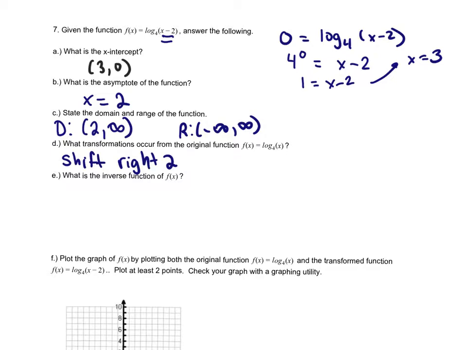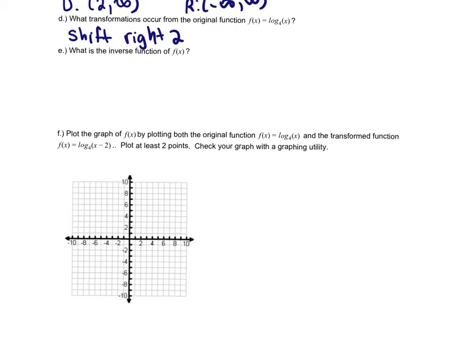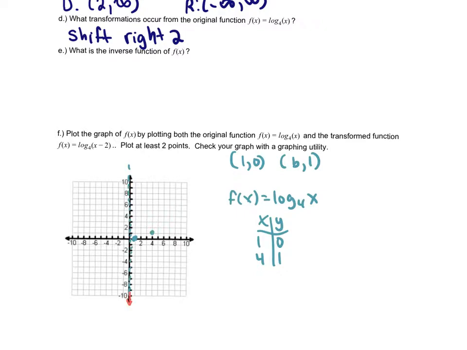So let's go ahead and graph it, and then we'll come back and do the inverse function. So as you remember from the notes, there were 2 big points you want to graph on every normal log graph, and that's 1, 0, and b, 1. So in our original function, we're trying to graph f of x equal log base 4 of x. Well, I know 2 points on there are going to be 1, 0, and 4, 1, and then we'll have an asymptote at 0. So my original function looks something like this.